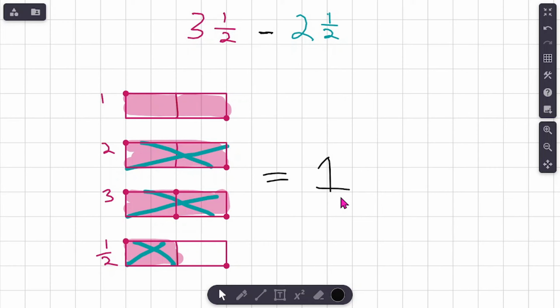What do you think? Where are you confused at? What doesn't make sense? Where are you getting lost? Where are you stuck at? Rewatch this if you need to. Try some more on your own. Remember, drawing models is a great way for us to be able to see what it means to subtract a mixed number. When you're ready, in the description below, you will find our practice problems video.